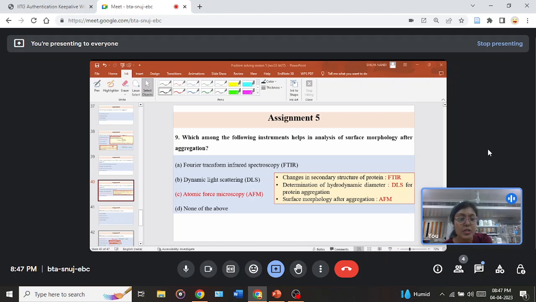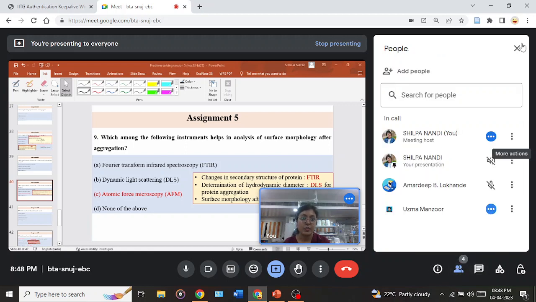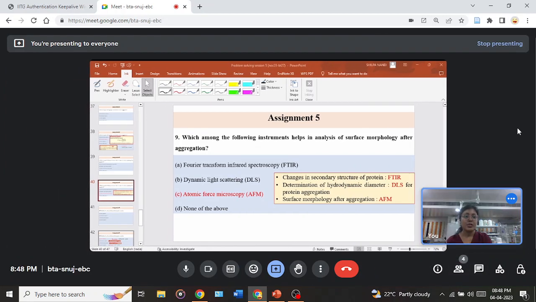So there will be a picture from which you can see the before aggregation and after aggregation surface morphology, which you can reproduce using AFM. Whereas DLS, option number B, is for determination of hydrodynamic diameter, and option number A is for changes in the secondary structure of protein, that is FTIR. FTIR is for the changes in the secondary structure of the protein. So I hope you don't get confused between these three instruments.